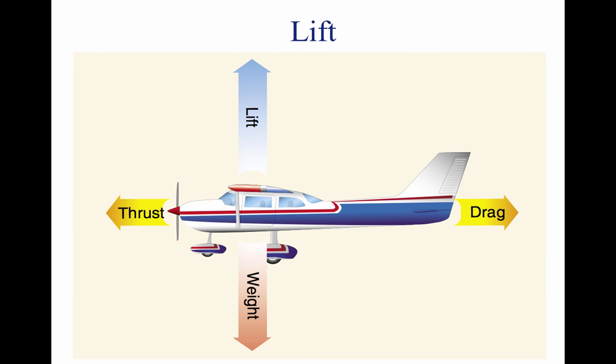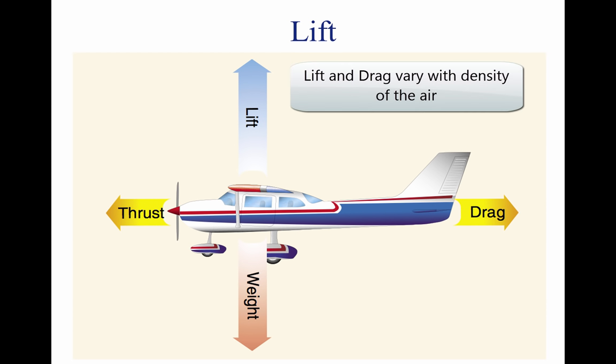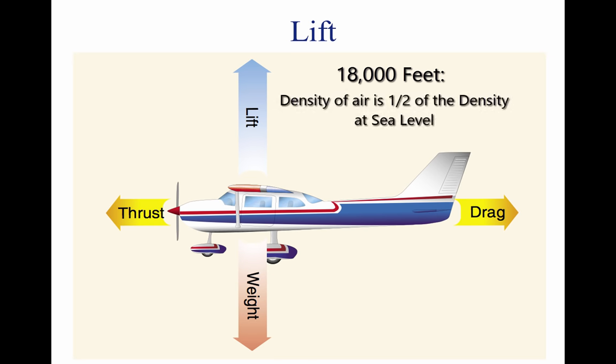The lift provided from the wing is proportional to the square of the aircraft's velocity. Lift and drag also vary directly with the density of the air. Density is affected by several factors: pressure, temperature, and humidity. At an altitude of 18,000 feet, the density of the air has one-half the density of air at sea level.